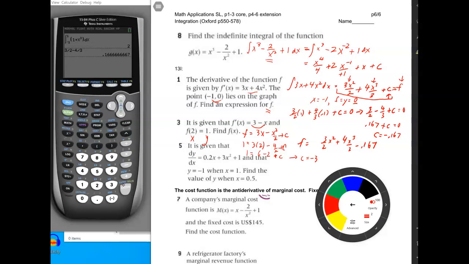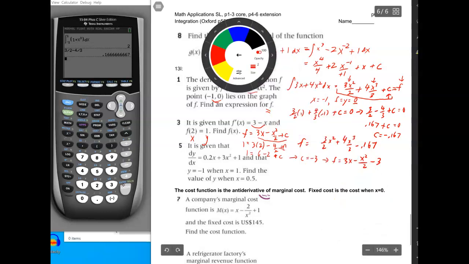Now I can rewrite my f function, which is right here, with c equals negative 3. So I would put f equals 3x minus x squared divided by 2 minus 3. So that would be my answer for number 3.